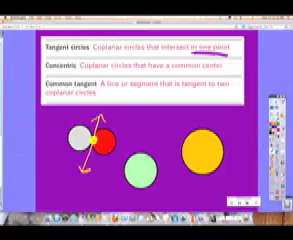So that's our third vocab on this page. A line or segment that is tangent to two coplanar circles. So this one is focusing on the circles, tangent circles. Common tangent is focusing on the actual tangent.